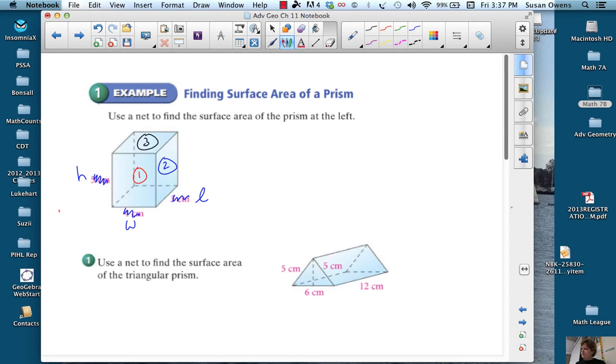Now, if I take a look at the front face, the area of that is going to be the width times the height. And I've got 2 of them, so I'll put 2 times the width and the height. And then if I do the right face, I've got the right and the left, so it's going to be 2, and these are going to be the length by the height.